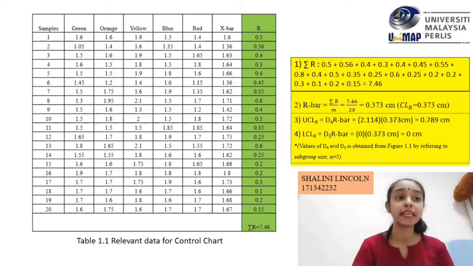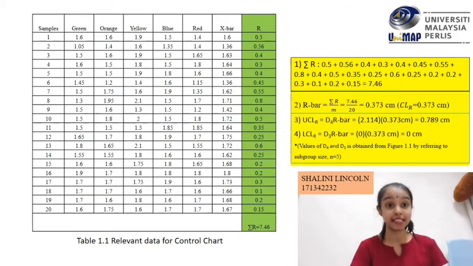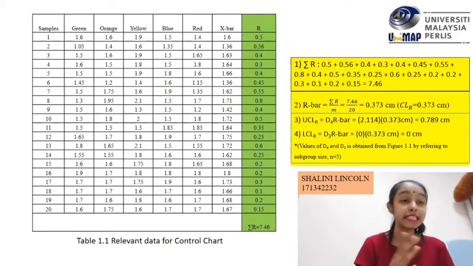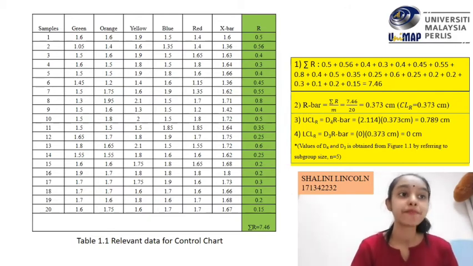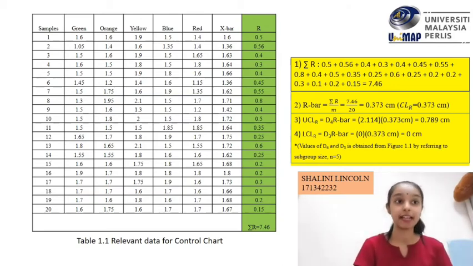The upper control limit can be obtained using the formula D4 times R bar, and the D4 value can be obtained from the figure 1.1, which is located in the next slide. So in this analysis, the UCL value obtained is 0.789 cm. The lower control limit value, which is the LCL value, can be obtained using the formula D3 times R bar, in which we get 0 cm. The D3 value also can be obtained from the figure 1.1 in the next slide.